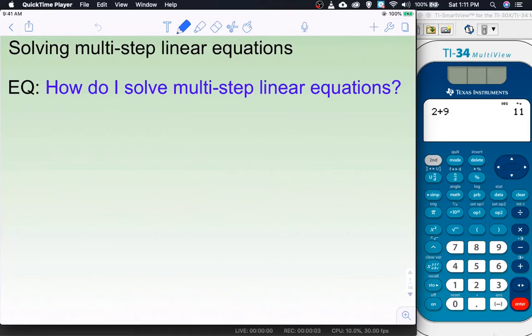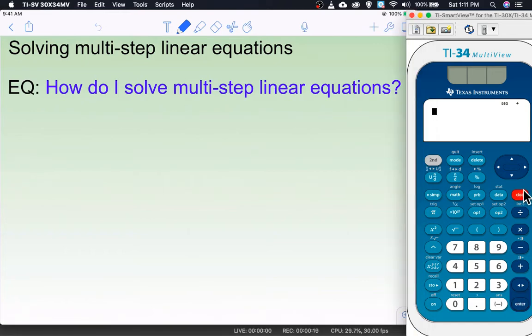Hello and welcome to a lesson on solving multi-step linear equations. So we saw previously we were solving one-step equations. We're going to take those same skills and expand. Now we're going to solve equations that have multiple steps in the same equation in order to get to the solution. The essential question says, how do I solve multi-step linear equations?